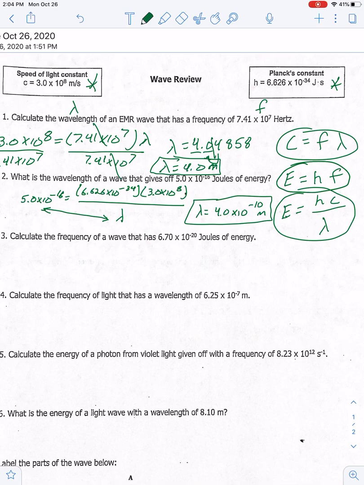So I already know E, so 6.70 times 10 to the negative 20 equals H, which is 6.626 times 10 to the negative 34, all times F. Okay, so again, algebra, I'm not going to write it this time, but I'm going to divide both sides by 6.626 times 10 to the negative 34 to get rid of it off the F side. So 6.70 to the negative 20 divided by 6.626 to the negative 34.